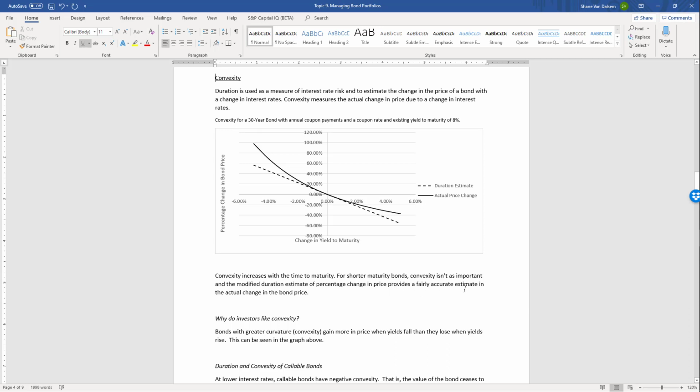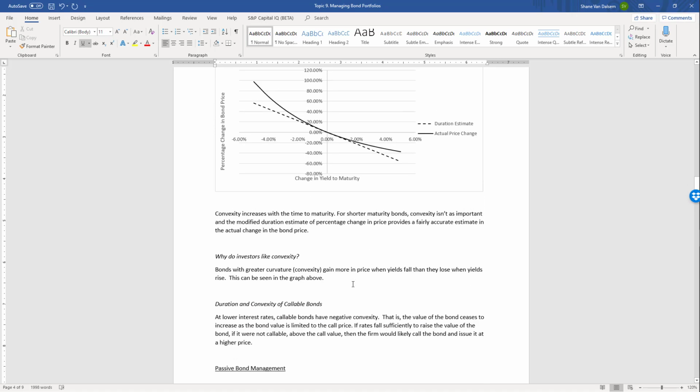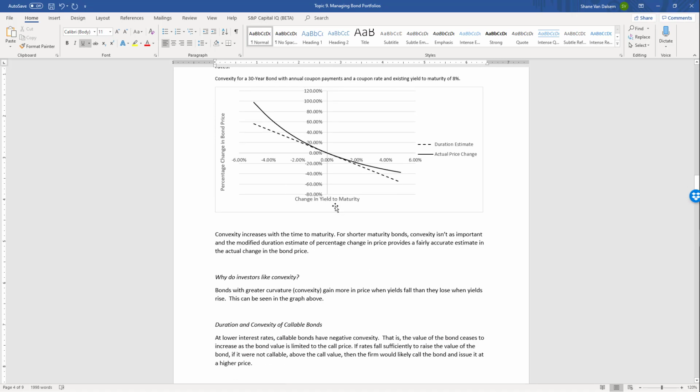For shorter maturity bonds, convexity isn't as important, and the modified duration estimate of a percentage change in price provides a fairly accurate estimate of the actual change in the bond price. So why do investors like convexity? We can see here that if the yield to maturity decreases, the value of the bond goes up even more because of convexity. If the yield to maturity increases, the bond value goes down less with convexity.